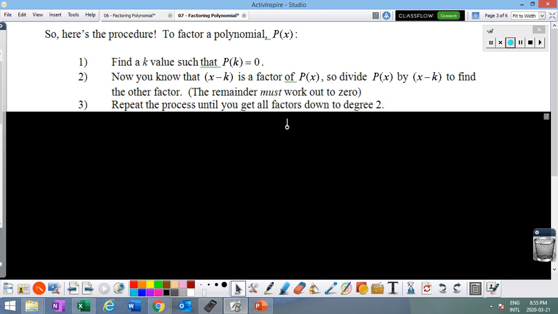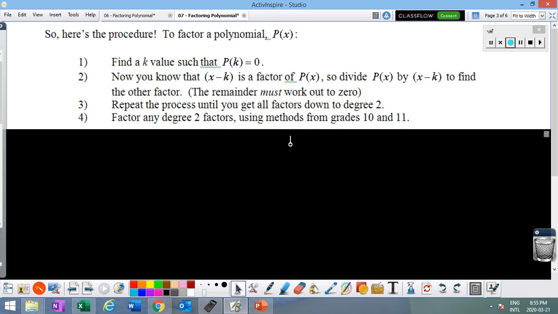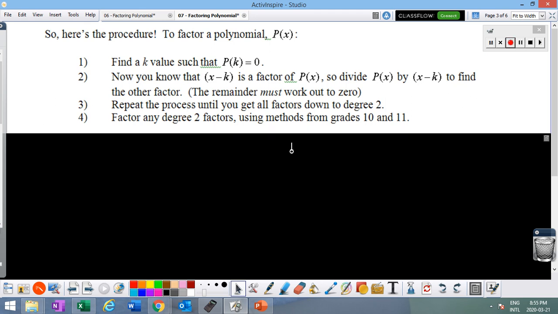Repeat the process until you get all the factors down to degree 2. Factor any degree 2 factors using methods from grade 10 and 11, and the first example does something like that, so you'll get to see that in action.